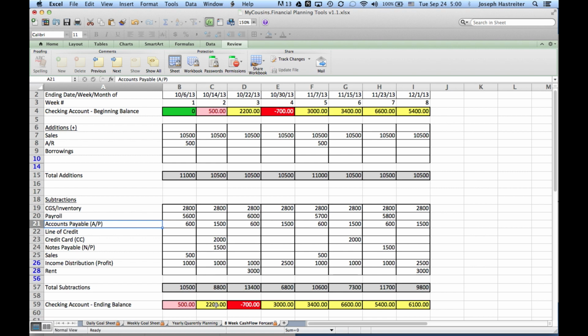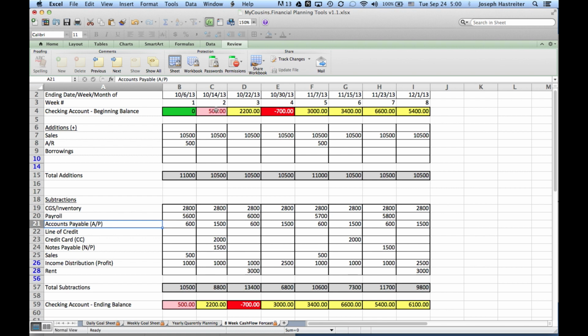And then notice our ending balance in week 2 is our beginning balance in week 3. Then we look at our total additions of 10,500, add that, subtract our total subtractions of 13,400, and notice the ending checkbook balance this week is now in the red, a negative $700. And that ending balance again is the beginning balance in week 4. You can see that it continues on throughout here. So I think by now you probably got the point.